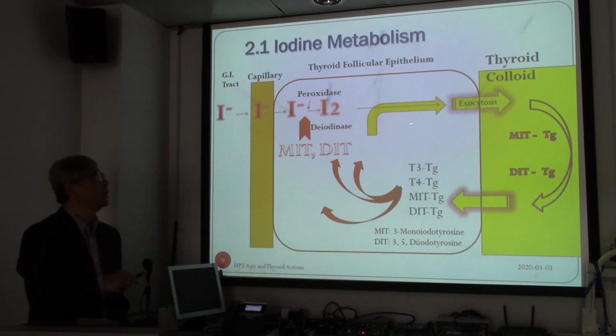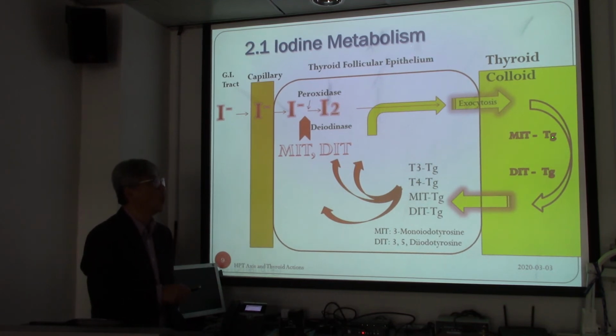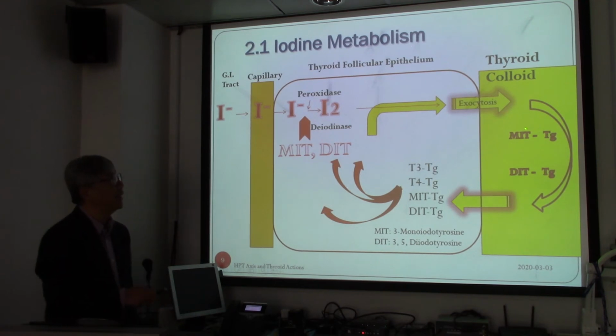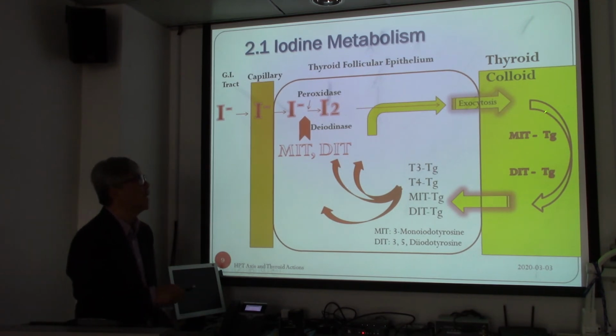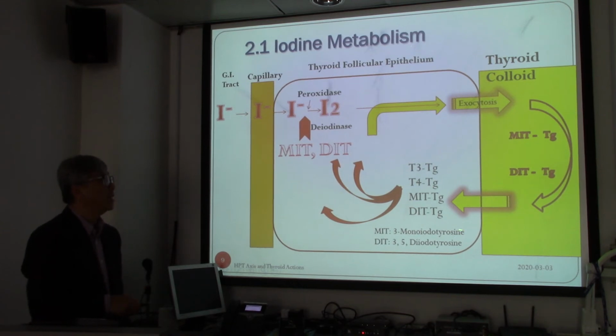Iodine would be exocytosed from the cell into the colloid. Remember I said that inside the colloid it contains a lot of thyroglobulin. This is the protein. So the protein is inside there, and then the metabolism will take place here, iodination will take place here. In the thyroglobulin, inside the protein, there are tyrosine.